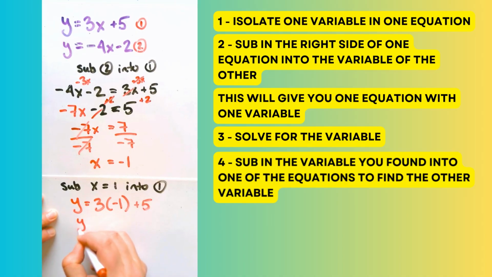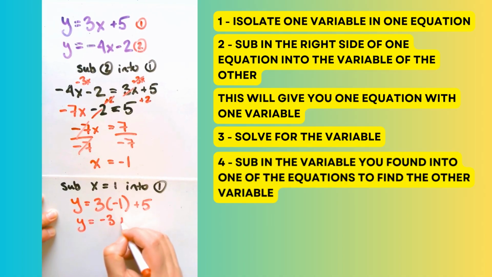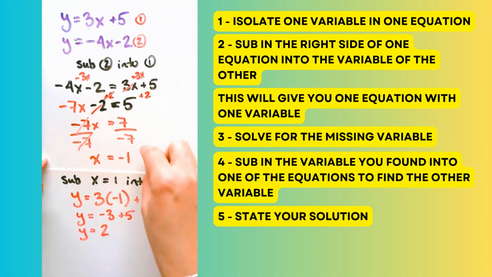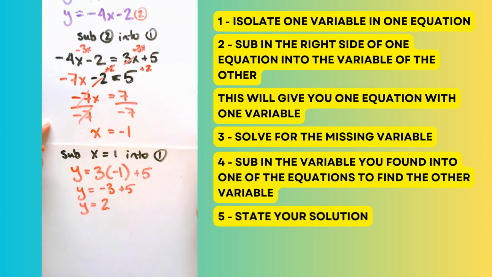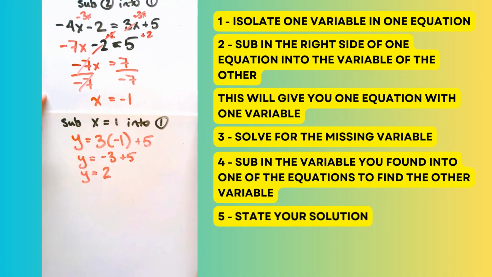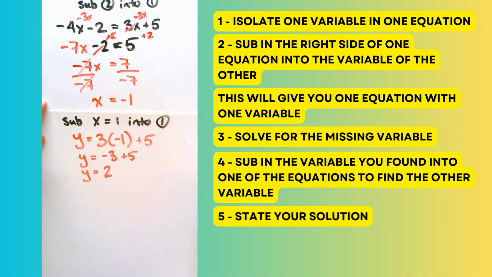And now simplify it. y equals 3 times negative 1 is negative 3, plus 5, and y equals negative 3 plus 5 is equal to 2. Now, it's not enough to have just part of the answer here, part of the answer here. You have to answer the question the way that it was asked. So if you were asked to find the solution, then you could say the solution is x equals negative 1, y equals 2, or whatever the variables are.